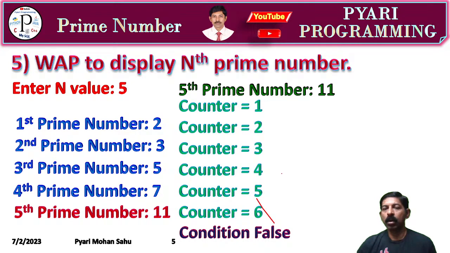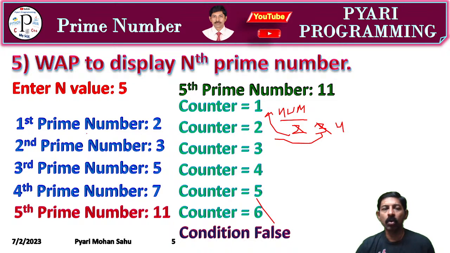NUM is a variable which I have taken, and it is initially 2. If it is prime, then increase the counter. Now, next time NUM must be 3. Check 3 is prime, then increase the counter. Next time NUM is 4. 4 is not a prime, so don't increase the counter. Next time NUM is 5. It is prime, so increase the counter. Look at 5.